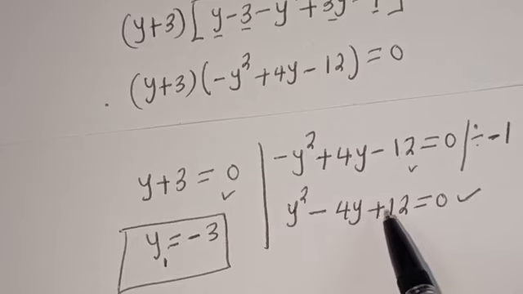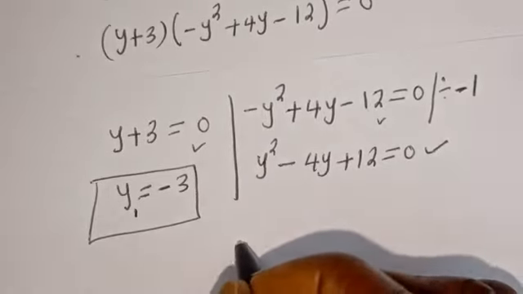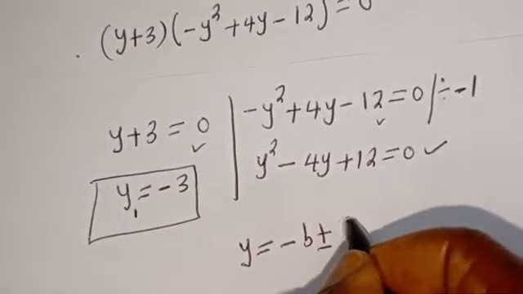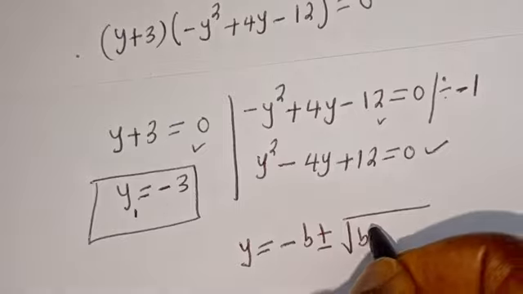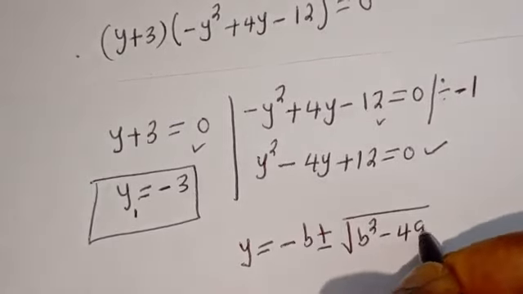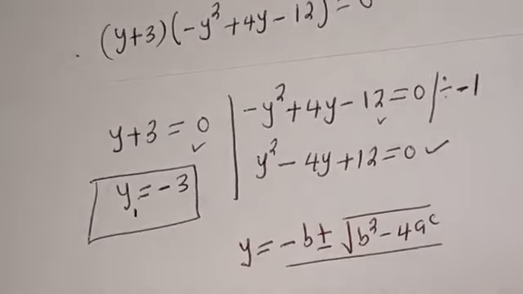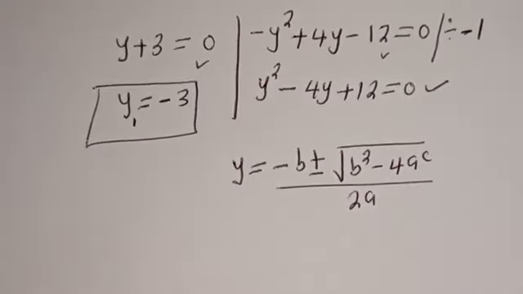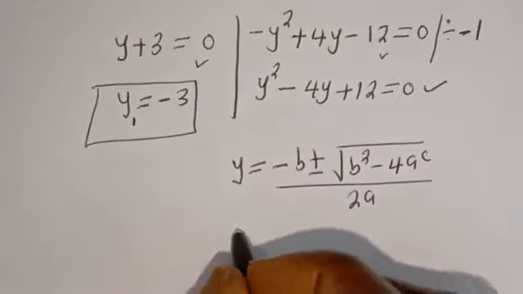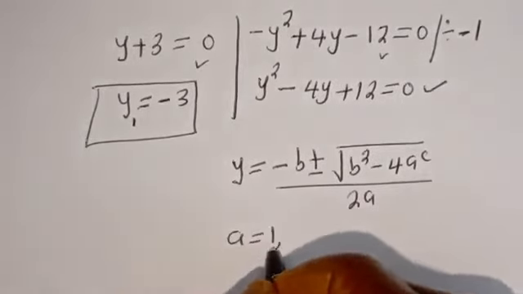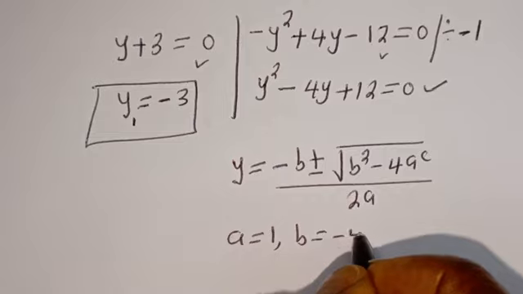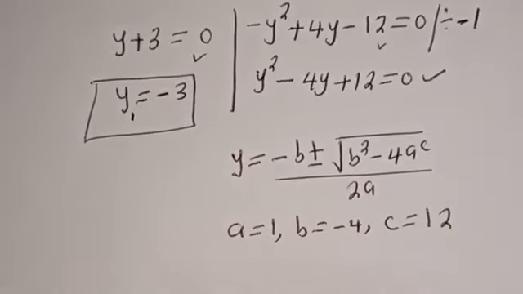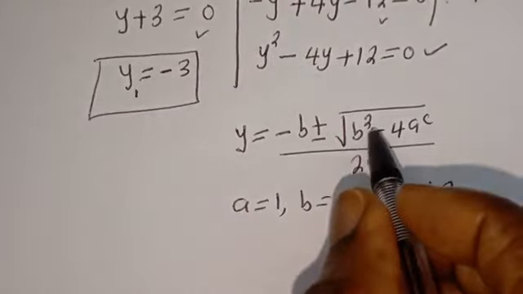Our quadratic general formula is given as y is equal to minus b plus or minus square root of b square minus 4ac, divided by 2a. And from this equation, a is equal to 1, b is equal to minus 4, c is equal to 12. Then let's consider the discriminant first.